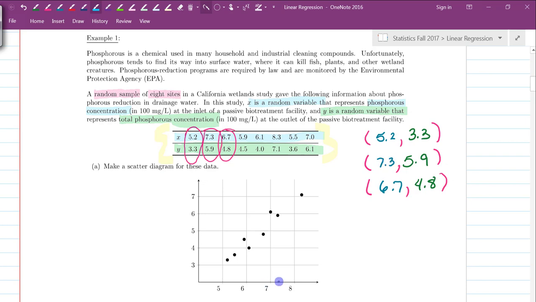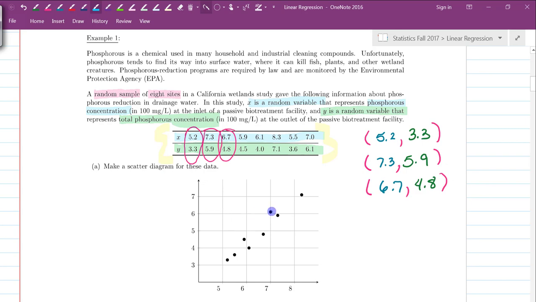Our next point is 7.3 and then 5.9. So that is this point right here that's represented by those ordered pairs. Another ordered pair is 6.7 and 4.8. So 6.7 and right here to 4.8. Okay, so this point right here is represented by these ordered pairs. So let's look at this one right here. We have an ordered pair right here, 7.0 and 6.1. So 7.0 right here, and then the Y part is 6.1.